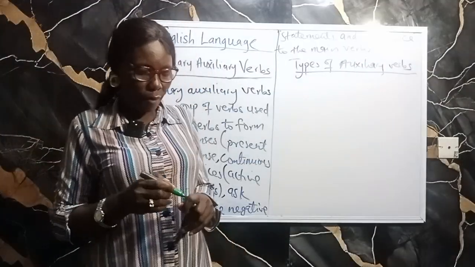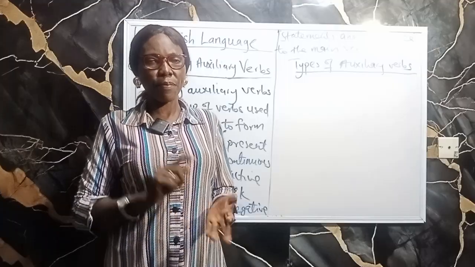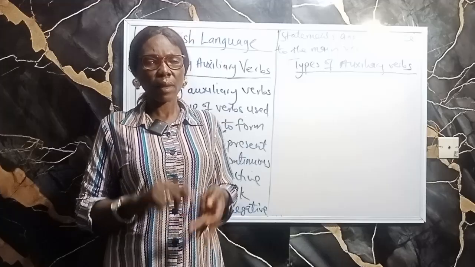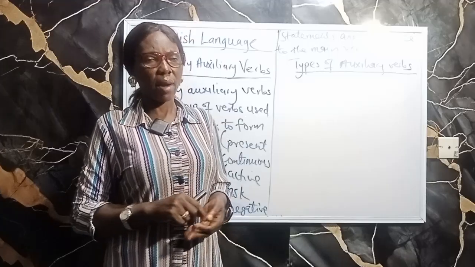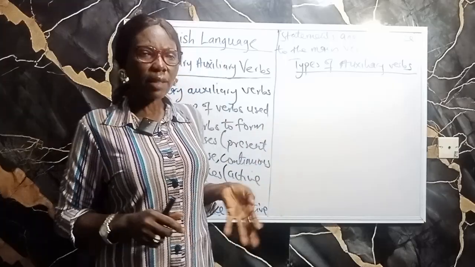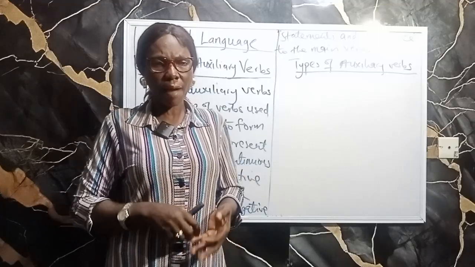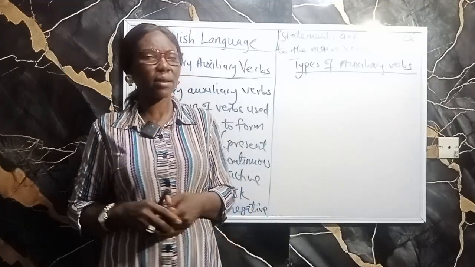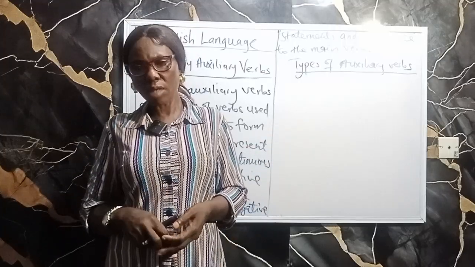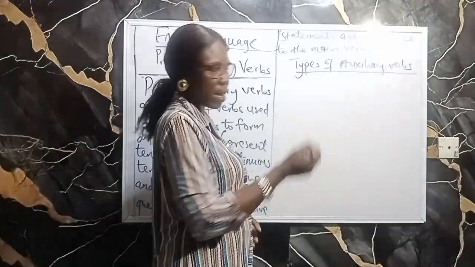Yes, we have three types of auxiliary verbs. We have the verb be. And under this verb be, we have different forms. We have am, is, are, were, being. And we have another one, the verb have. Under have, we have different forms like have, has, and had. We also have the verb do. Under do, we have do, does, and did. They are all primary auxiliary verbs.